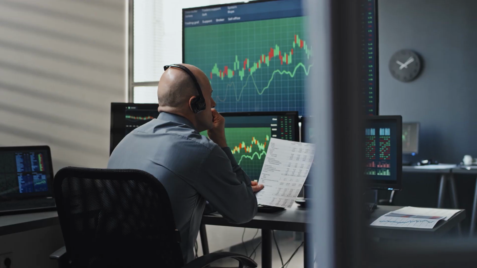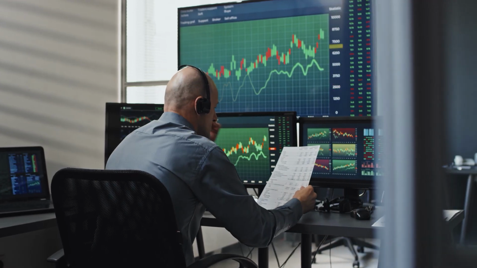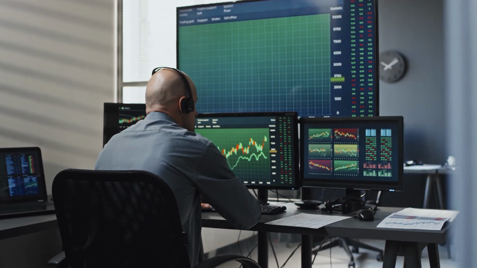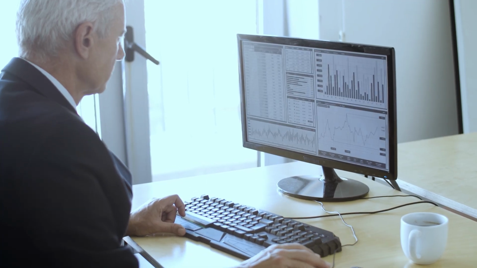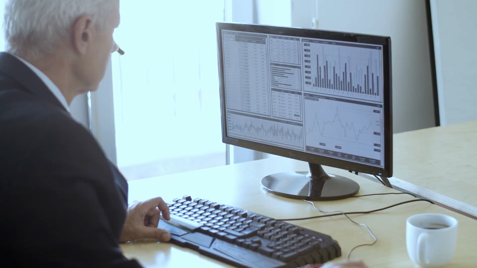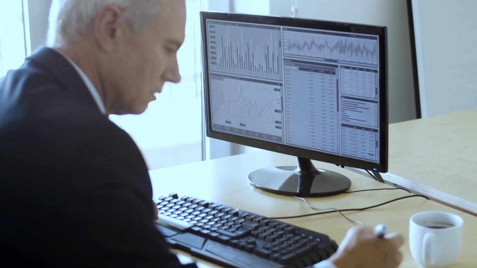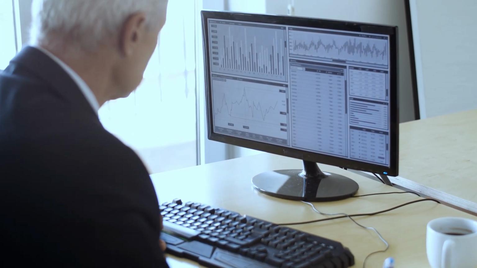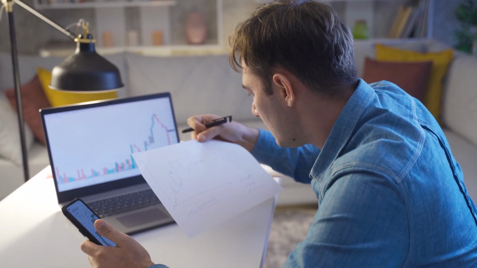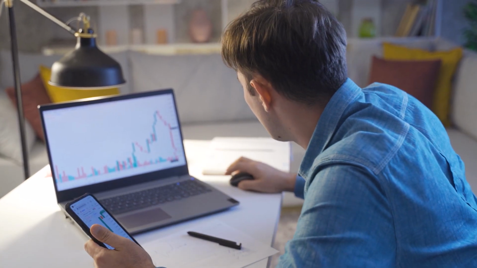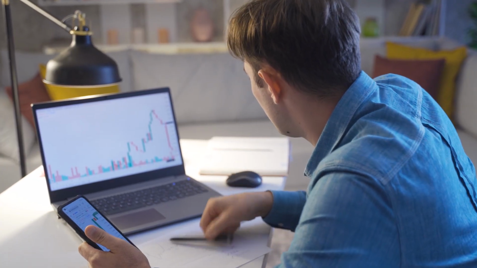So no, I don't think SPX 0DTE should be treated like a lottery ticket, and I don't think the goal is to predict every market move. The goal is to develop a repeatable process where you understand the structure, identify favorable levels, control your downside, and wait for the right opportunity.